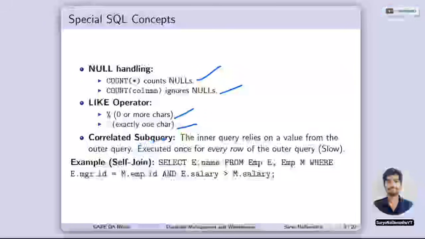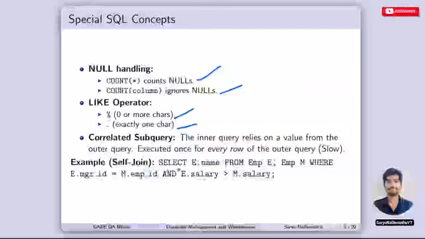The correlated subquery means the inner query relies on a value from the outer query. It means we have two queries, one query inside another query, which we call a correlated subquery. It is executed once for every row of the outer query. It can be slow.